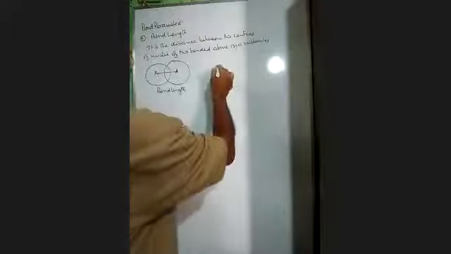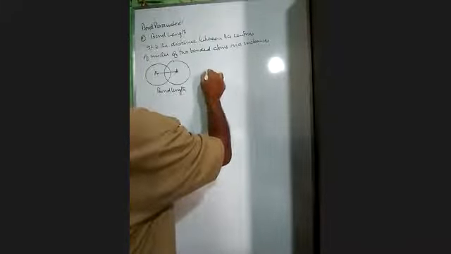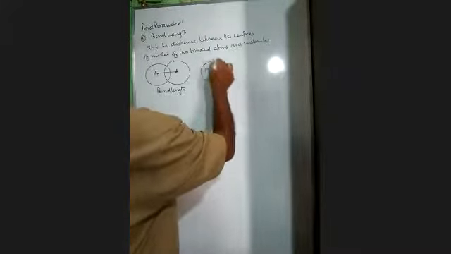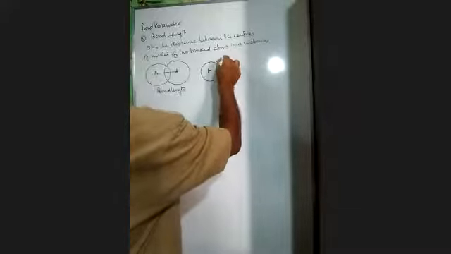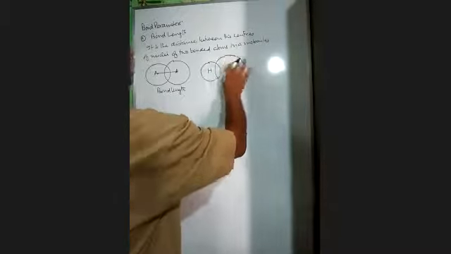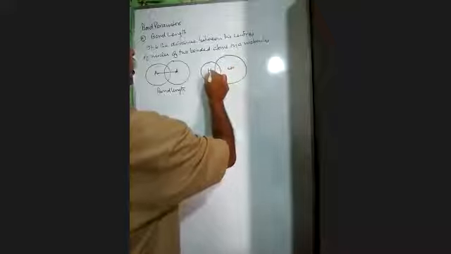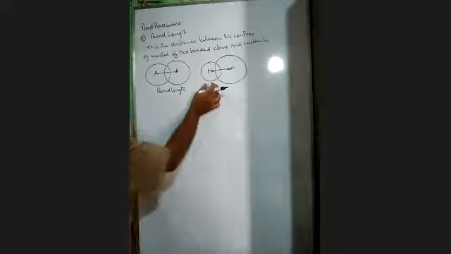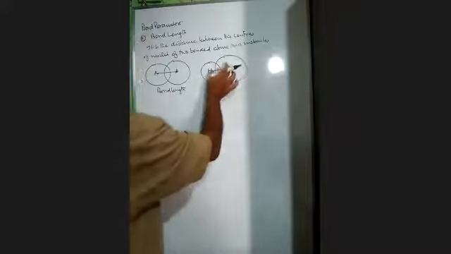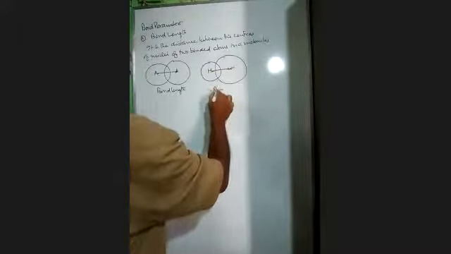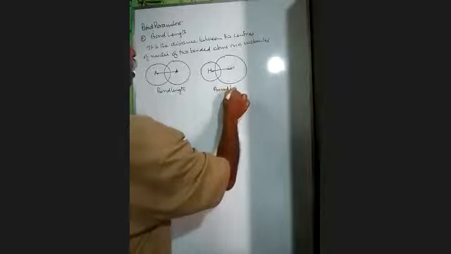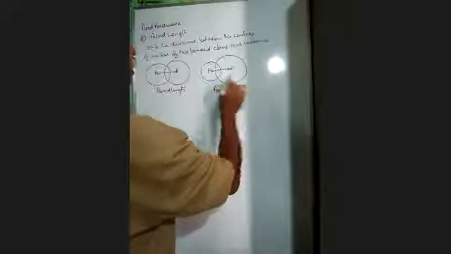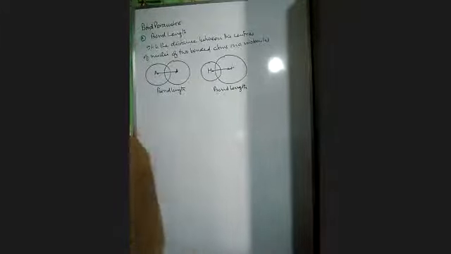It need not be only AA. Okay? Say, I have taken here H. And here I have taken Cl. Sorry. So see here. They are not same. Hydrogen is small, chlorine is large. So this distance is called bond length.